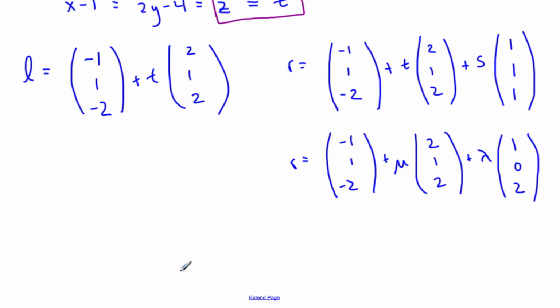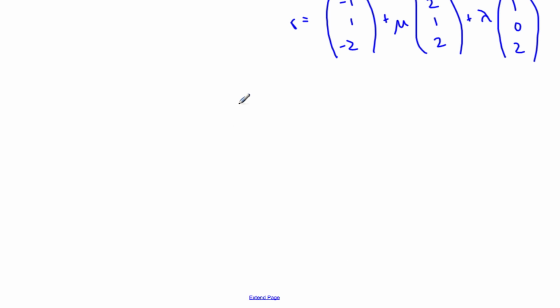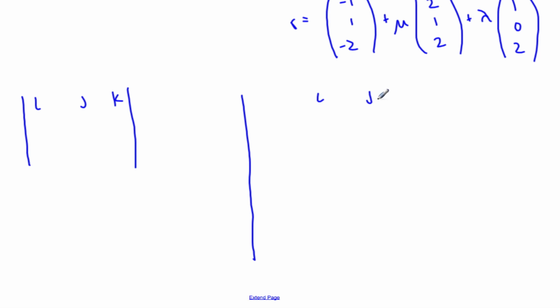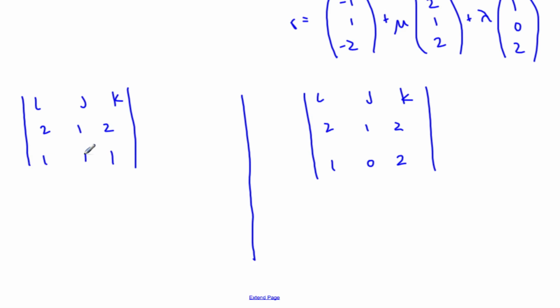Okay, so now let's convert both of these planes into Cartesian form. To do that, we need the cross product, i, j, k. For the first one we take the two direction vectors, so that's 2, 1, 2 and 1, 0, 2. The other one, 2, 1, 2 again, and I believe it was 1, 1, 1.